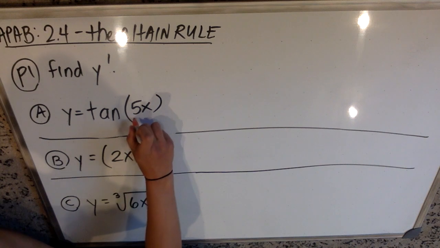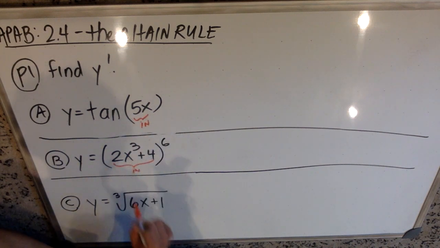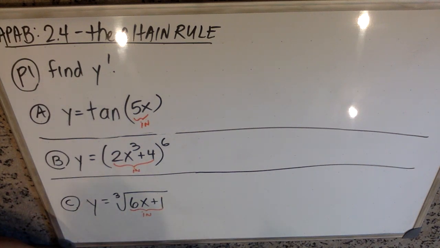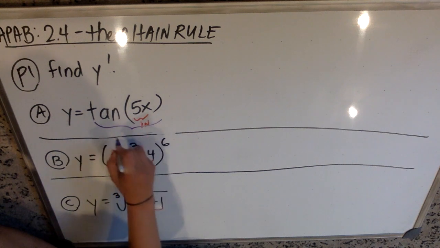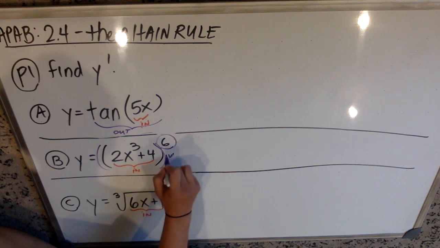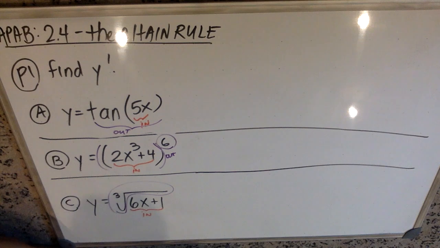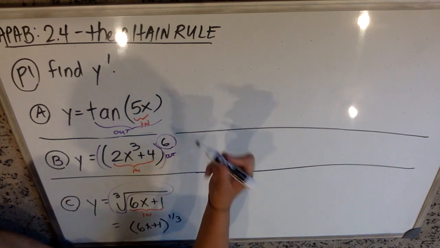So my inside function, I'm actually going to be lazy and just label the inside function on all of these real quick, because that way I can use the orange marker all at the same time, okay? My outside function is going to be, in this case, tangent, right? In this case, my outside function is the stuff to the 6th, right? And in this case, my outside function is the cube root, right? Which I guess I should probably make a note down here that this is actually 6x plus 1 to the 1/3, right? So the 1/3 power is the outside function. So we go ahead and walk through A.